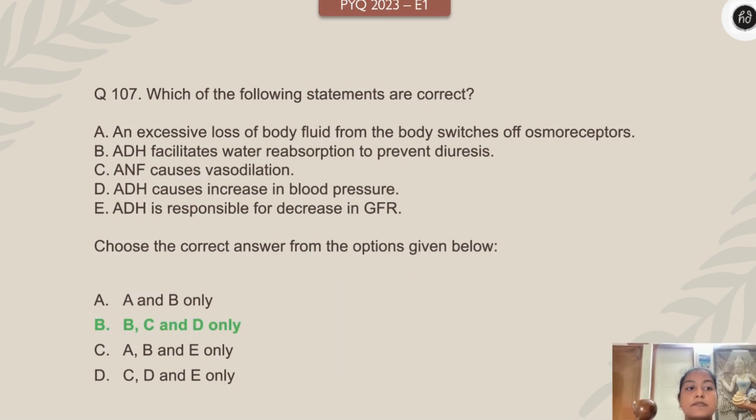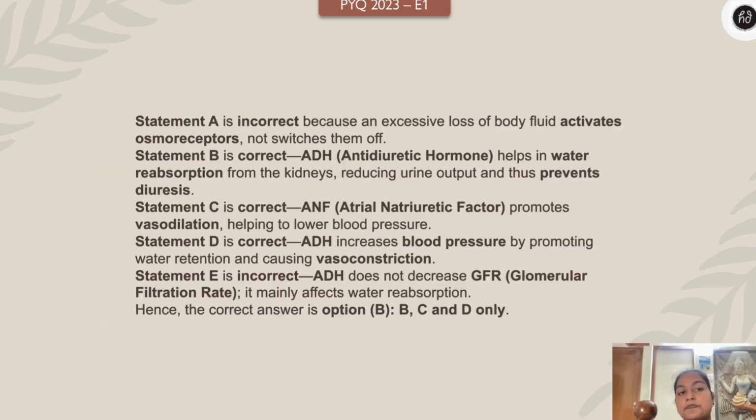Okay, and the answer is B, C and D are the correct statements, right? So if you see, statement A is incorrect because excessive loss of body fluids activates osmoreceptors, not deactivates. Statement B is correct. ADH, antidiuretic hormone, helps in water reabsorption, therefore reducing the urine output. It is antidiuretic, right? It prevents diuresis, that is more water outlet.